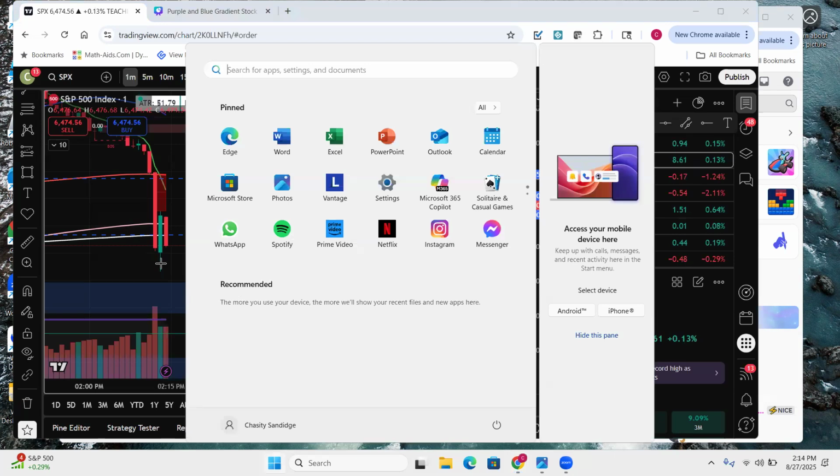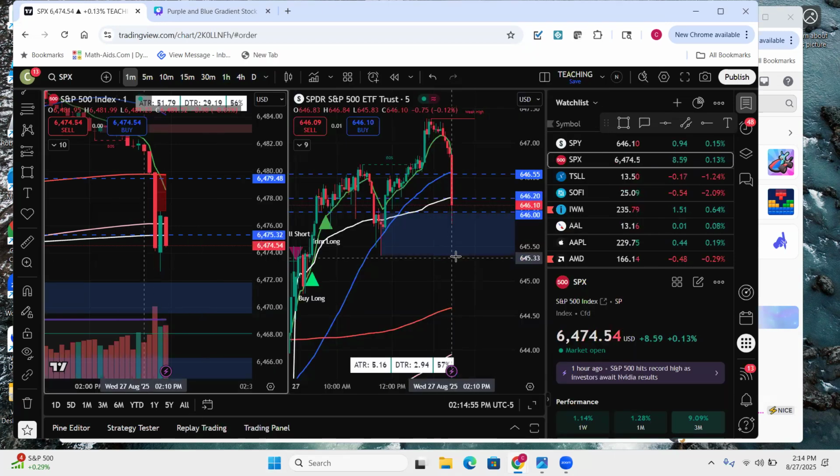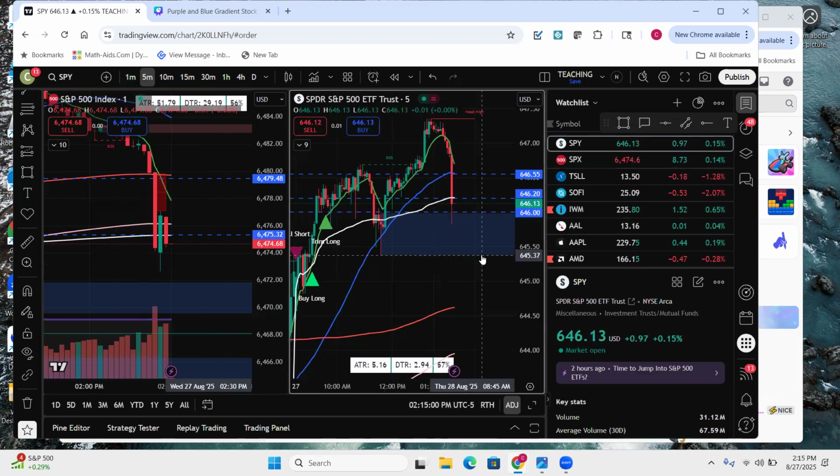Oh crap, not what I was trying to hit. But again, SPX is moving faster, so make sure you are on that lower time frame.